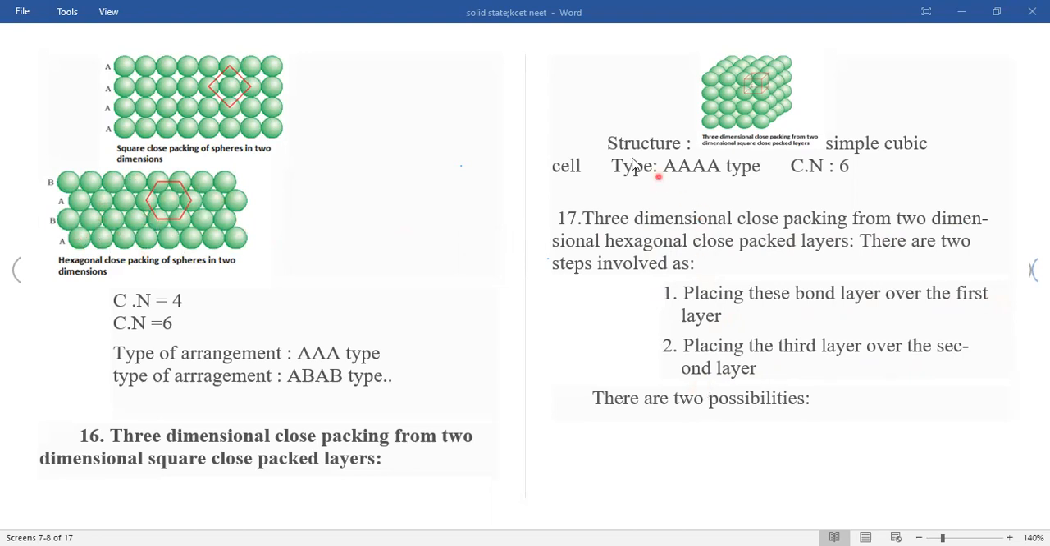So here is three-dimensional close packing from the two-dimensional square close packing. Which type? AAA type of arrangement, and that is going to generate a simple cubic cell with a coordination number 6. These points you have to remember. Okay, yes.